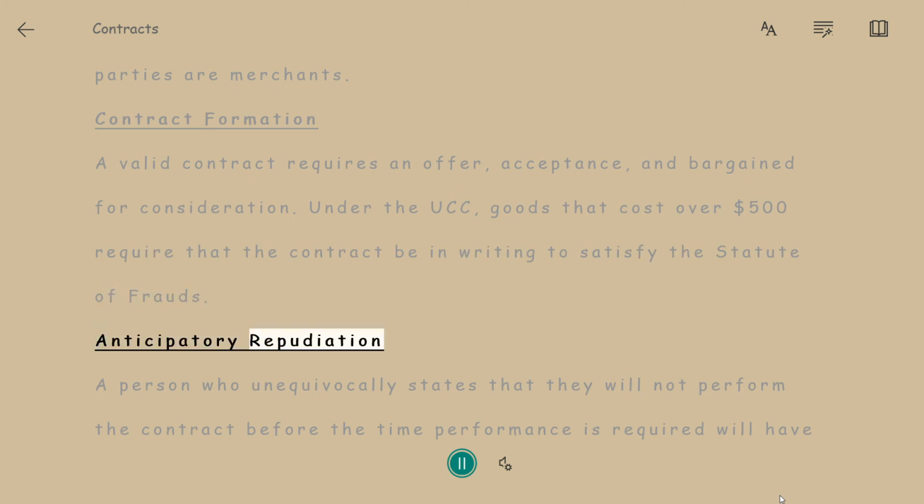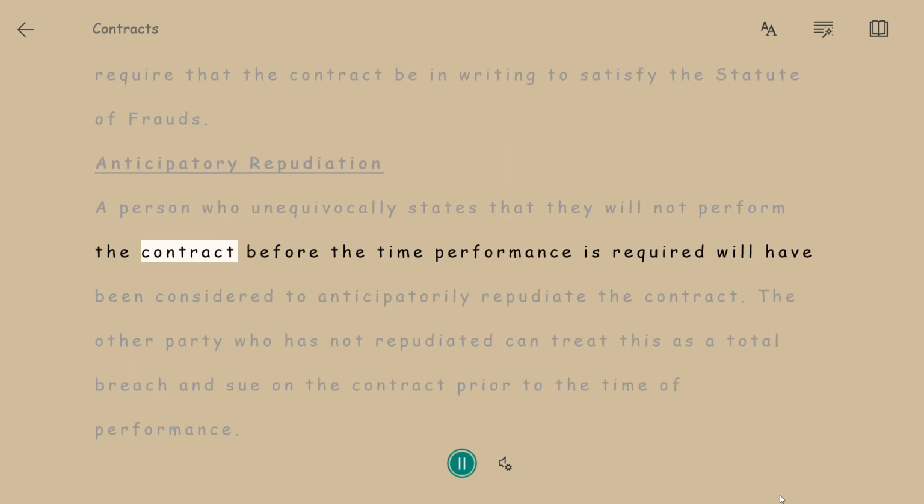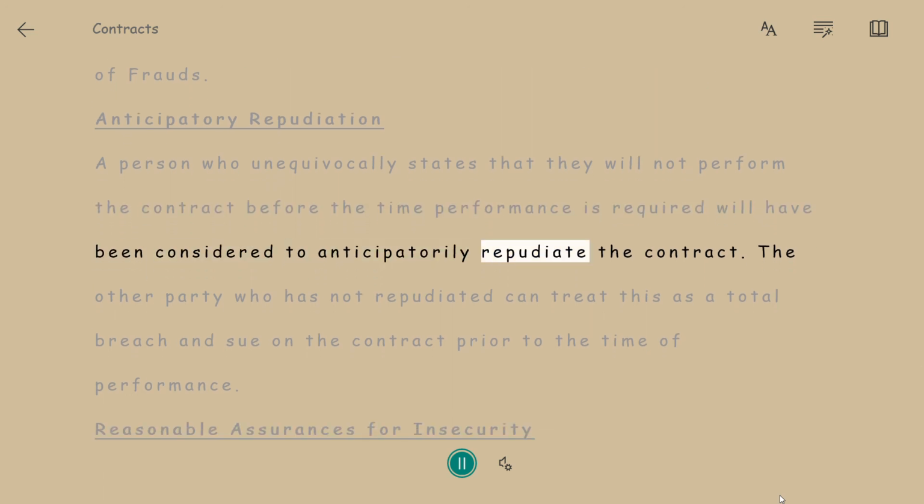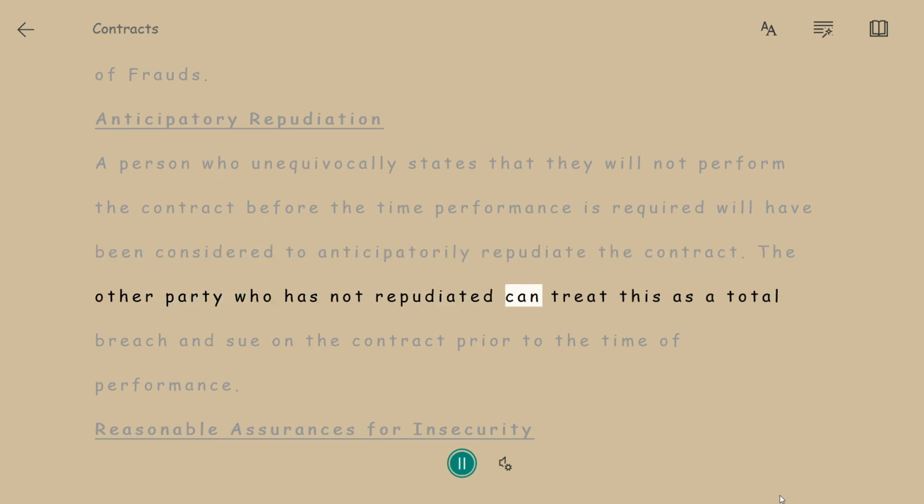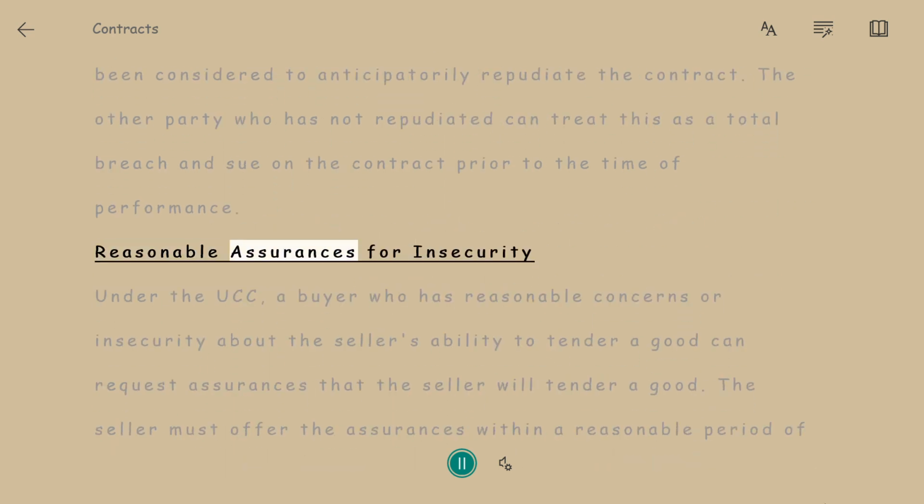Anticipatory repudiation. A person who unequivocally states that they will not perform the contract before the time performance is required will be considered to have anticipatorily repudiated the contract. The other party, who has not repudiated, can treat this as a total breach and sue on the contract prior to the time of performance. Reasonable assurances for insecurity.